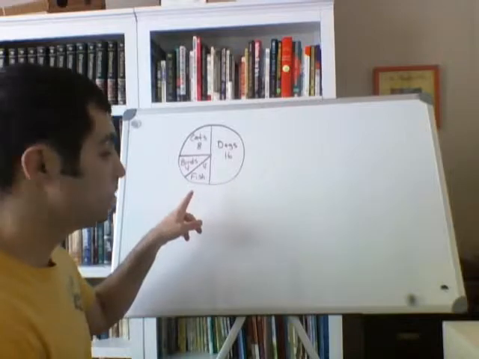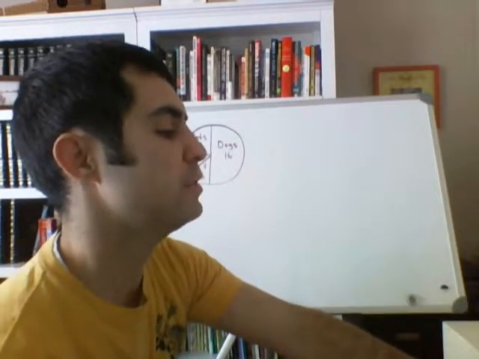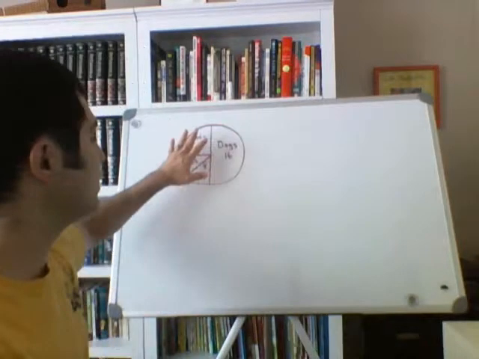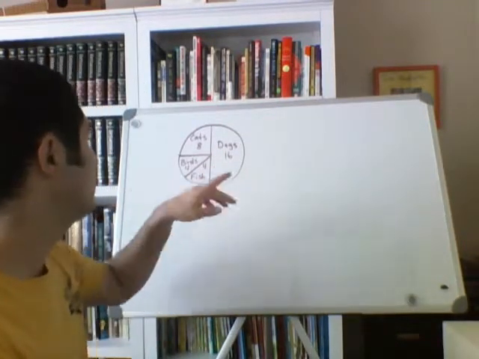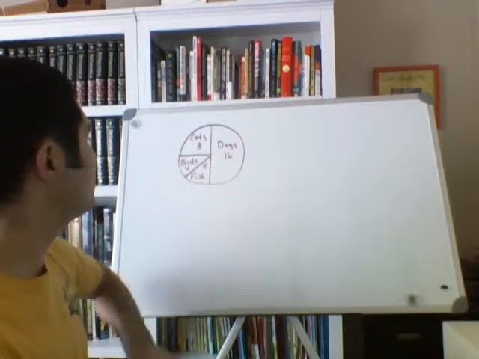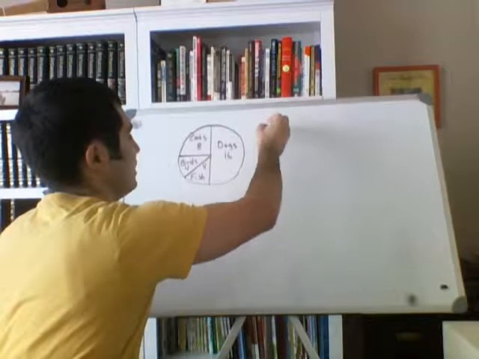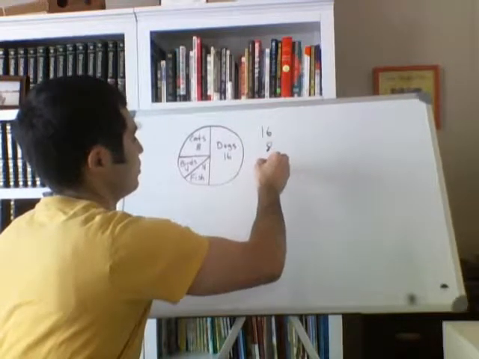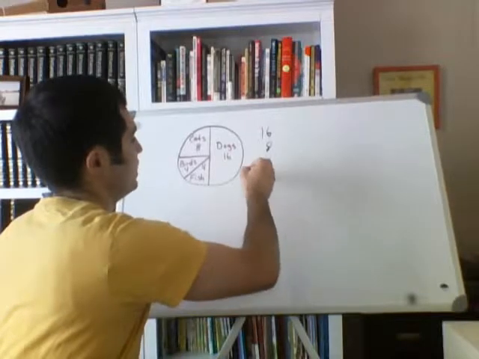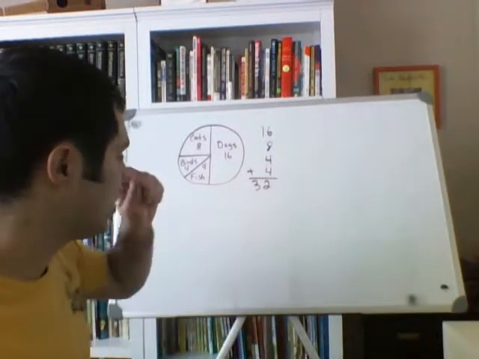Anyway, so let's analyze this graph. The first thing you need to understand is how many total pets are represented in this graph. So we know that there are 16 dogs, 8 cats, 4 birds, and 4 fish. So just add that up really quick. 16 plus 8 plus 4 plus 4. We're going to get a total of 32 pets. Okay?